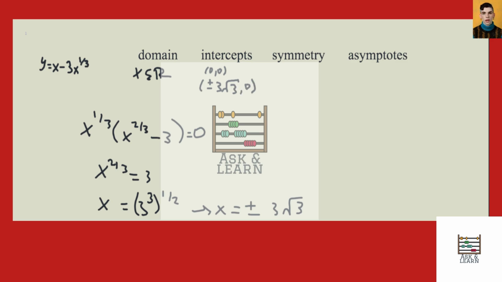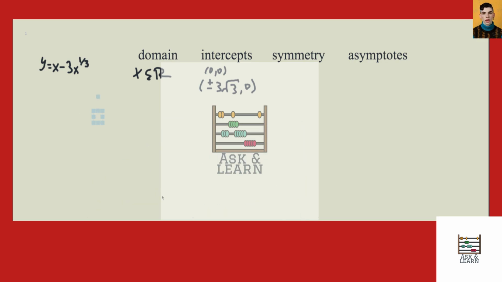And for our symmetry, we can plug in 1 and negative 1 for an easy way to tell. So we do f(1) = 1 minus 3 times 1 to the 1/3. That gives us negative 2. And we plug in negative 1: negative 1 minus 3 times negative 1 to the 1/3. And that's positive 2. So they're the same number but opposite signs, so this is odd. And for asymptotes, none, because it's not rational.